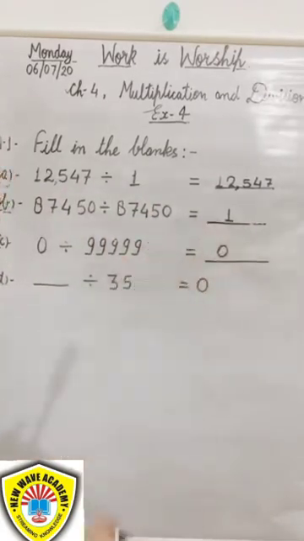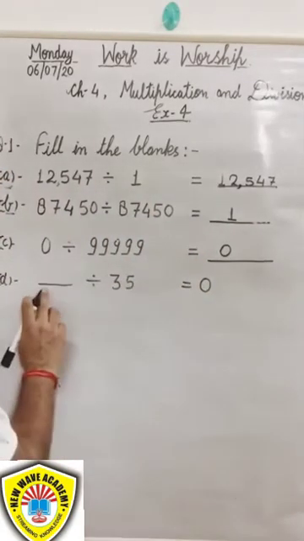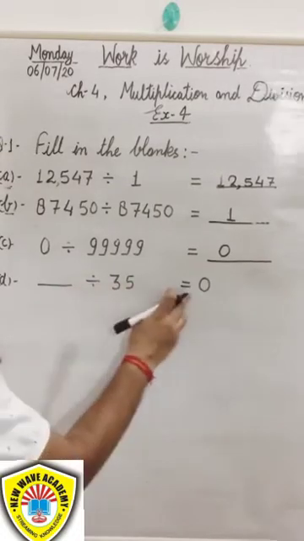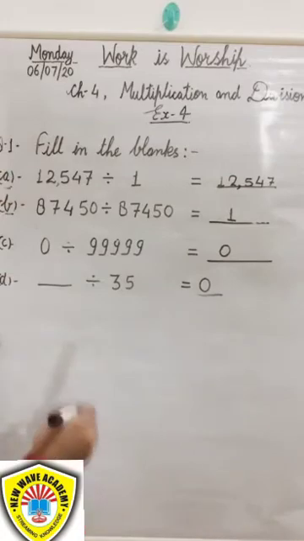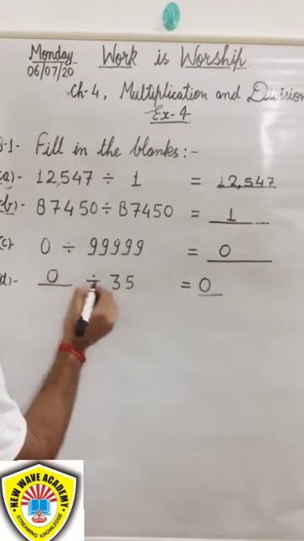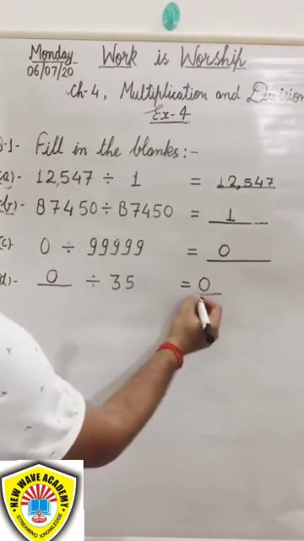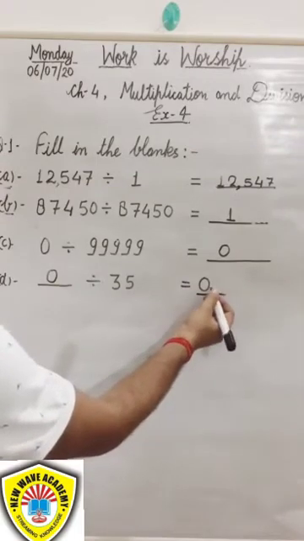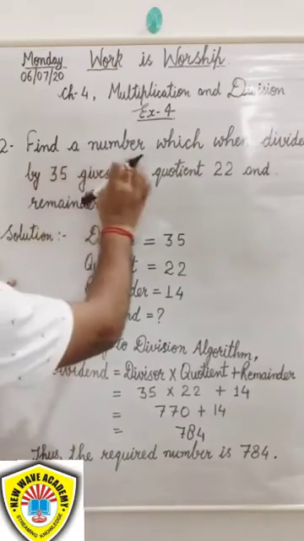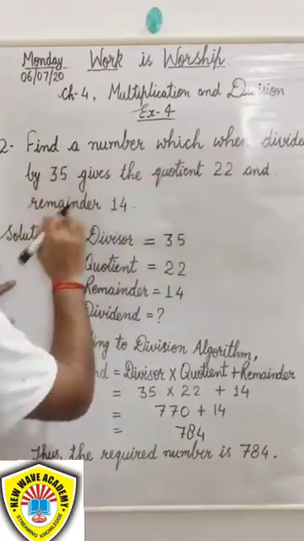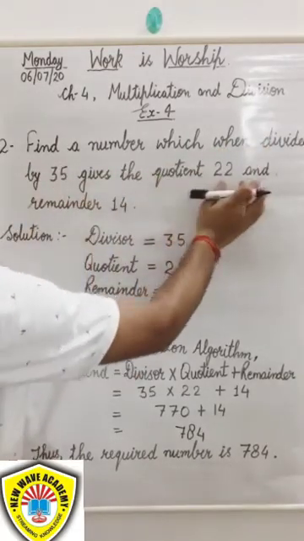Next one is, which number is divided by 35 for getting the quotient 0? So according to the property, if 0 is divided by any number, the quotient we will get is always 0. Okay. Our next question is, find a number which when divided by 35 gives the quotient 22 and remainder 40.